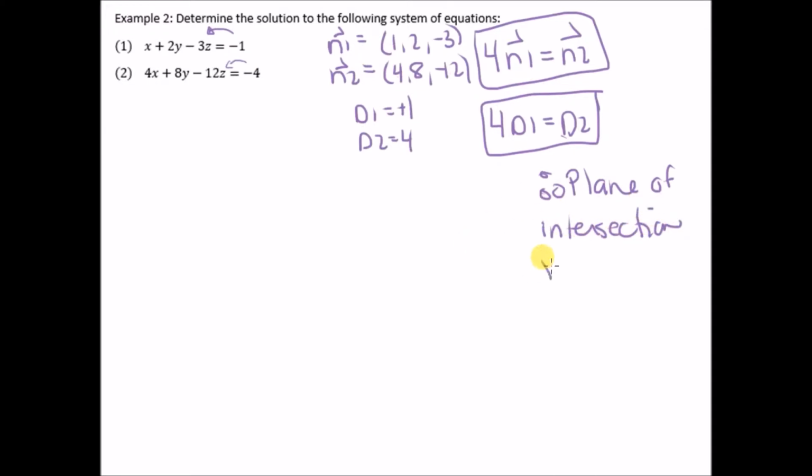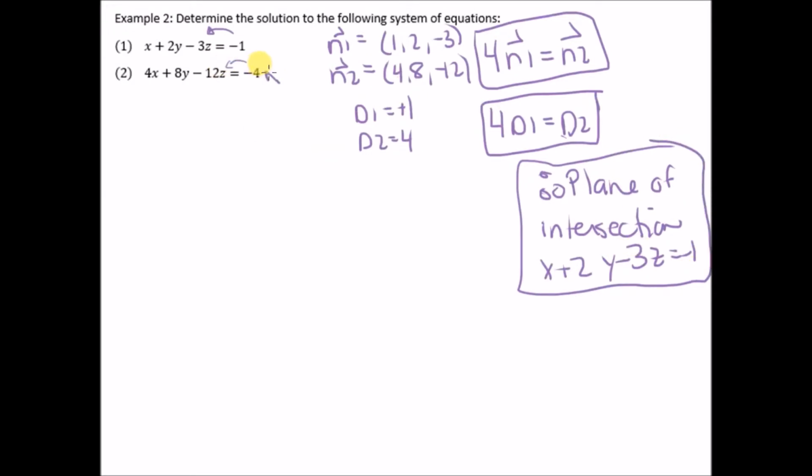And we can call the plane of intersection just x plus 2y minus 3z equals -1, because it's going to intersect that entire plane. Or you could have mentioned the second plane, which is totally fine because they're equivalent. Okay, I'm going to show you elementary operations.